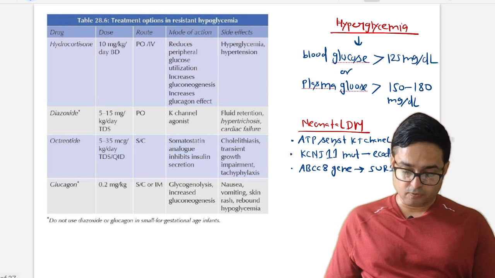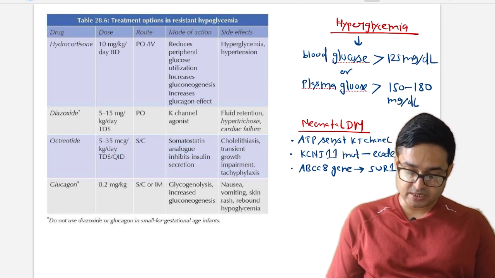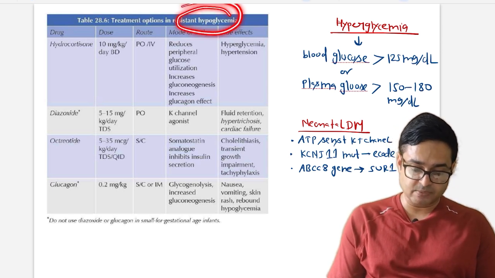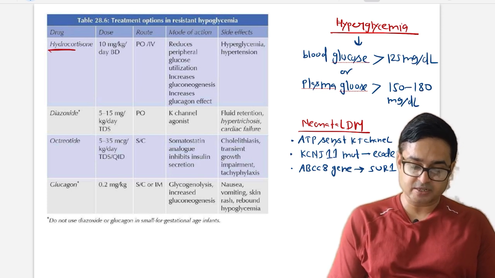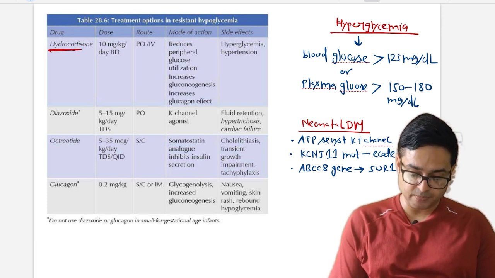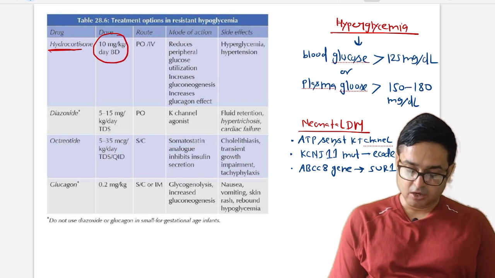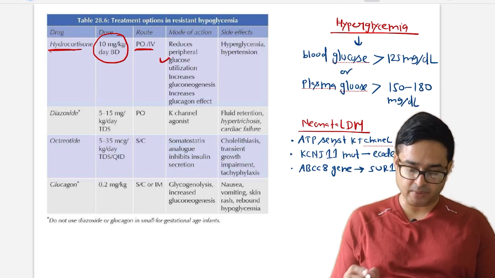Okay, what is the treatment plan of resistant hypoglycemia? First drug, we can give hydrocortisone. What is the dose of hydrocortisone? 10 milligram per kg BD. Routes are per oral or IV. What it does is it reduces peripheral glucose utilization. That is the main mechanism.